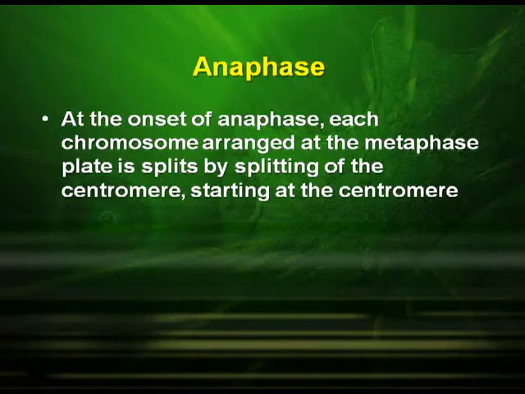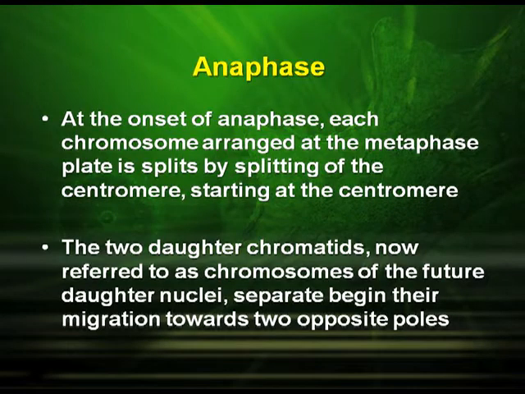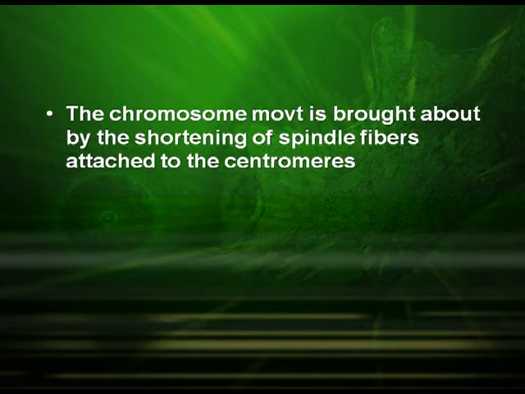The next stage is Anaphase. At the onset of Anaphase, each chromosome arranged at the metaphase plate is split by splitting of the centromere. The 2 daughter chromatids, now referred to as chromosomes of the future daughter nuclei, separate and begin their migration towards the opposite poles. The chromosome movement is brought about by the shortening of the spindle fibers attached to the centromeres.